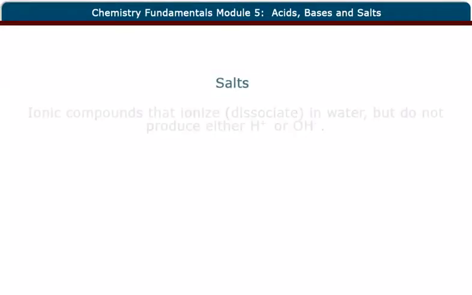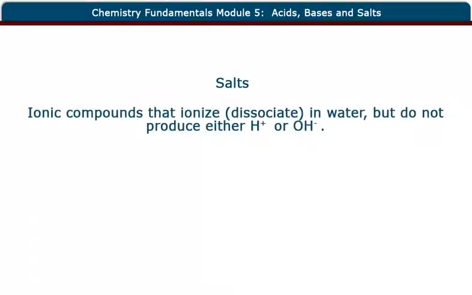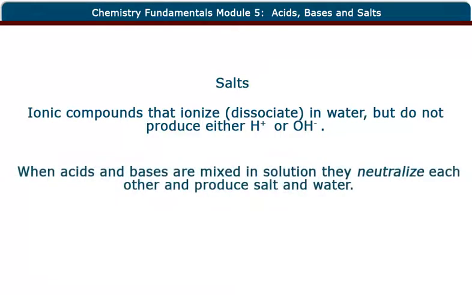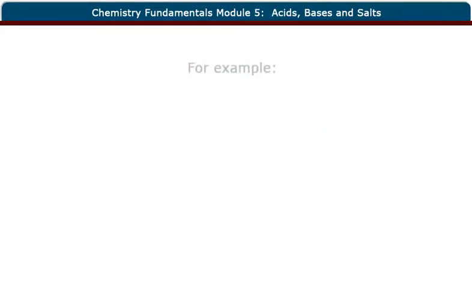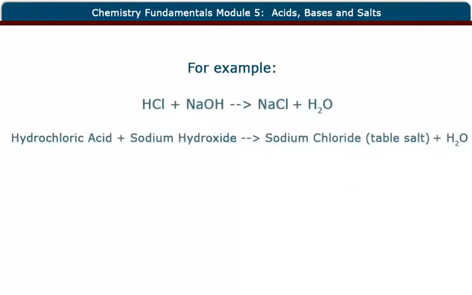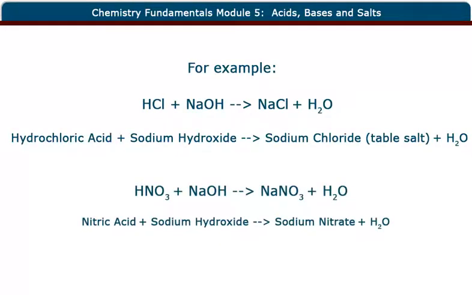Salts are defined as ionic compounds that ionize, or dissociate in water, but do not produce either hydrogen or hydroxide ions. When acids and bases are mixed in solution, they neutralize each other, and produce salt, and water. For example, hydrochloric acid reacts with sodium hydroxide, a base, to produce sodium chloride, table salt, and water. Also, nitric acid reacts with sodium hydroxide, a base, to produce sodium nitrate, and water.